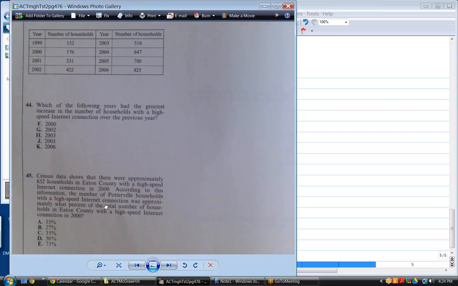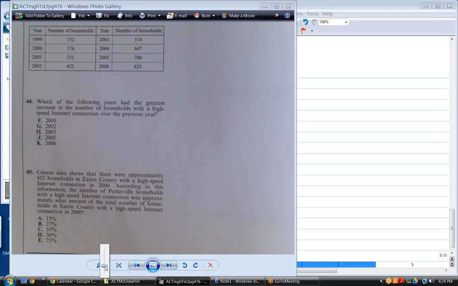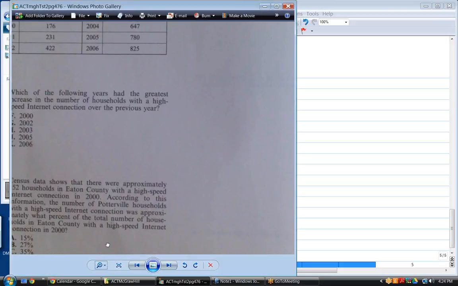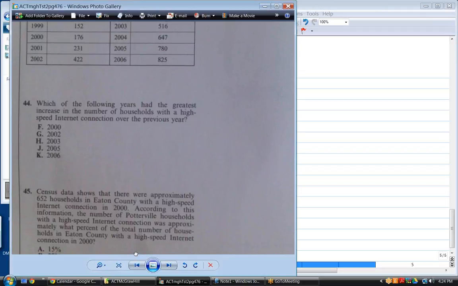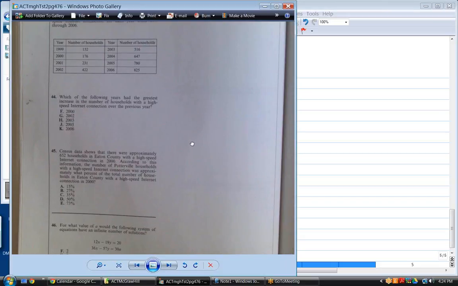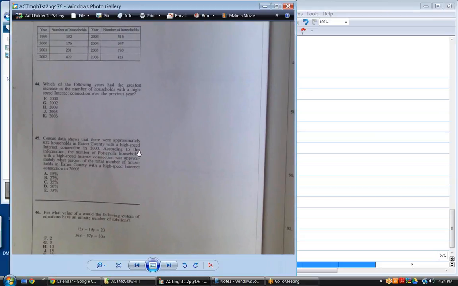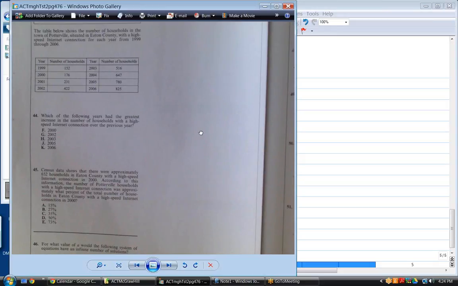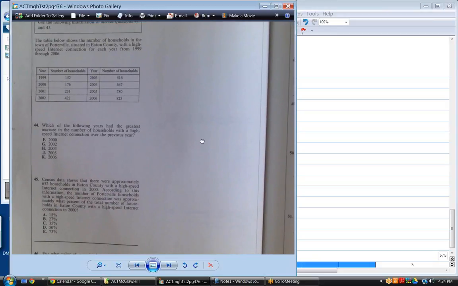Let's see if you can still read that. Not quite. All right, you can still read the table. Can you read the question? Yeah. And I need to bring the title down.